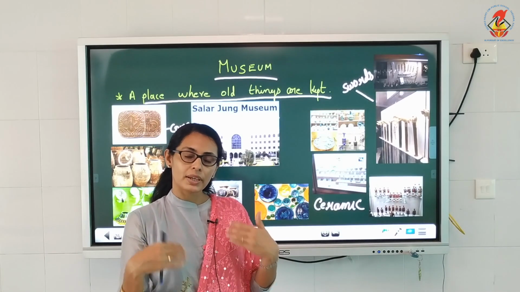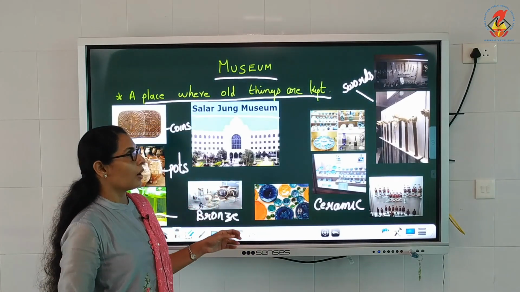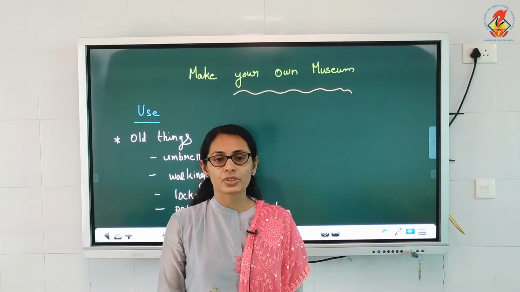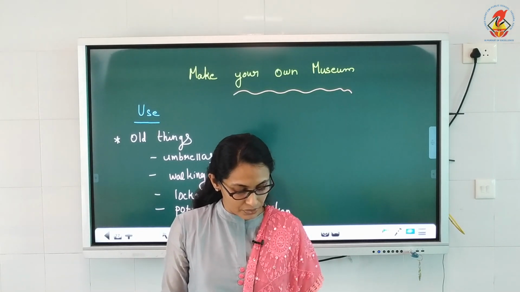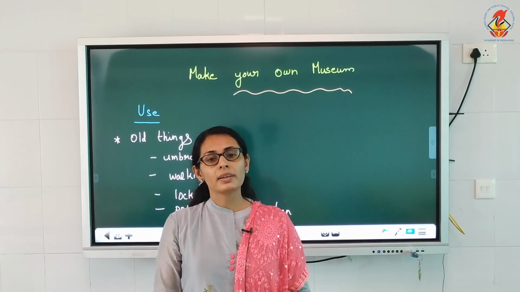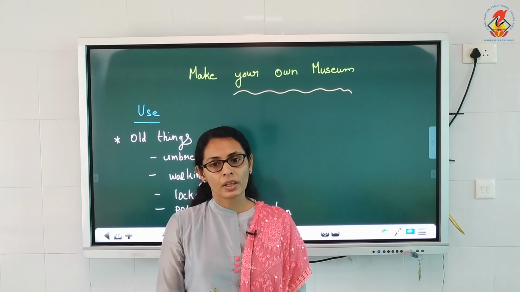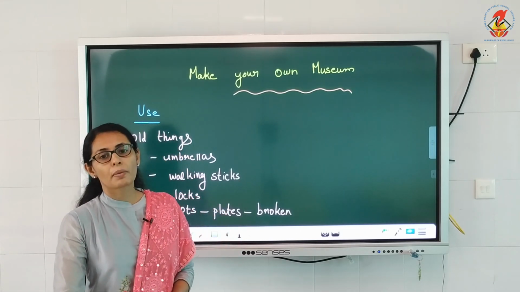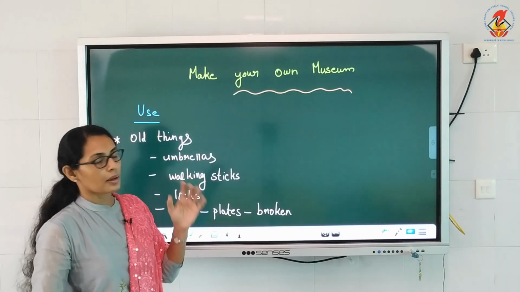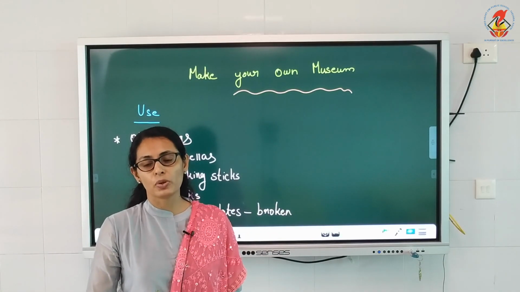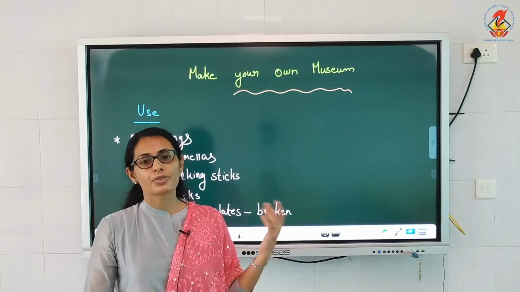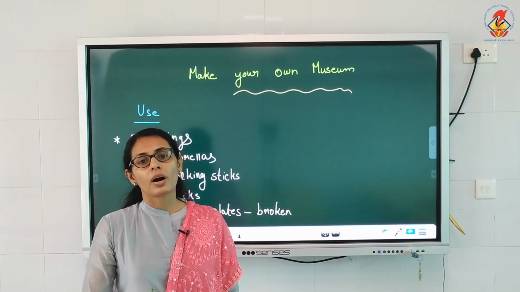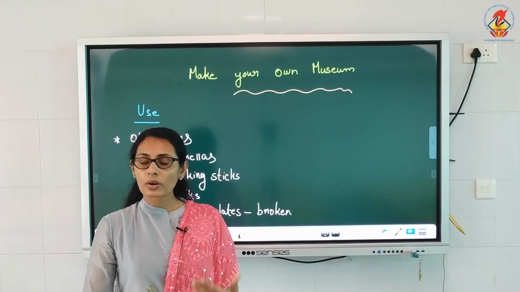Now if we want, we can also make our own museum. How? In Kerala, in Malappuram, there was a teacher. Her name is Rajini teacher. She lives in Malappuram. She and her students made their own museum. They collected different types of broken umbrellas, slippers, pots, plates, and all the things, and they kept them in the school as a museum. Lots of other students and also teachers and students from neighboring schools came and visited to see how their museum looked. So you can also make your own museum.